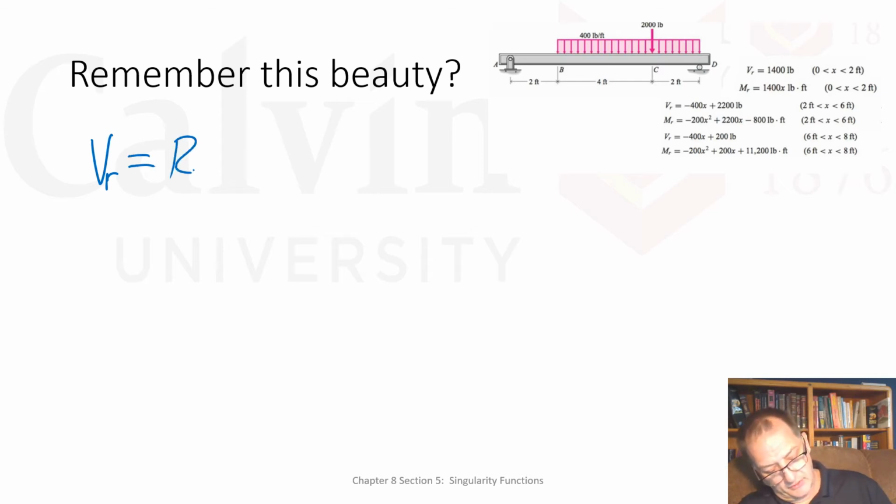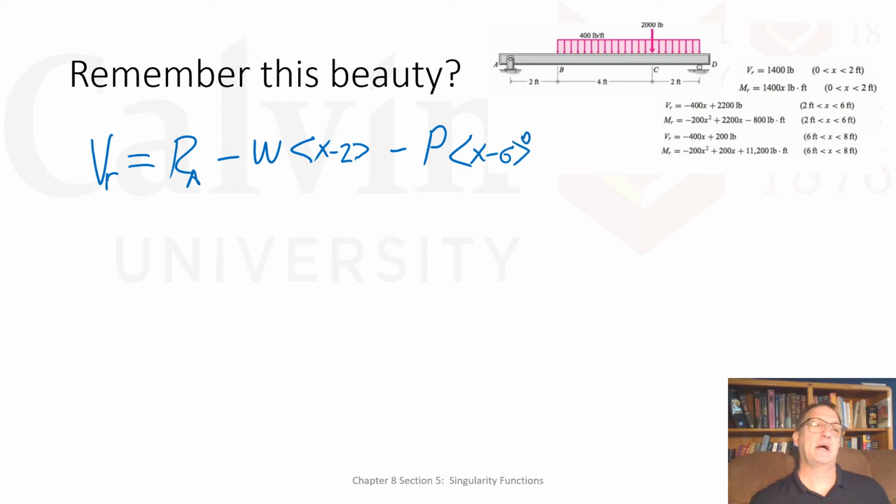VR is equal to the reaction force at A minus W times the singularity function x minus 2, minus P times the singularity function x minus 6 raised to the 0th power. Okay, that gave me the shear equation. I want to integrate that. Well, that's no big deal.